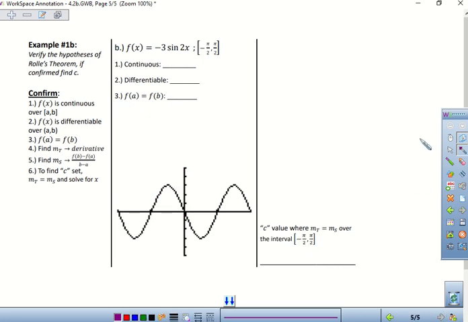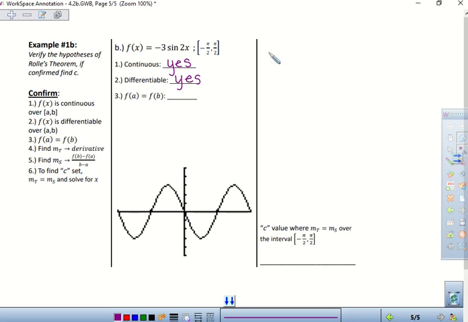Alright, so the next one, we have to verify it's continuous and differentiable. So you should have a basic understanding of what a sine or cosine graph looks like. It's just like the up and down curves. Would this be continuous everywhere? Yes, just a bunch of this repeating pattern. And would it be differentiable everywhere? Yeah, no cusps, corners, or vertical tangents on that.